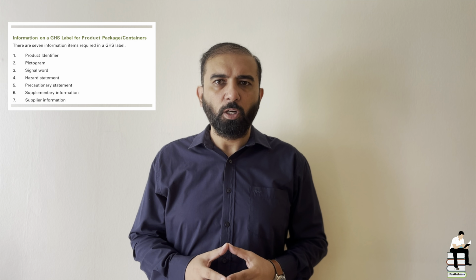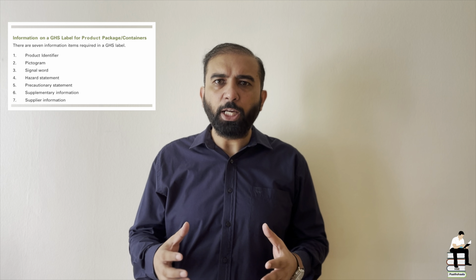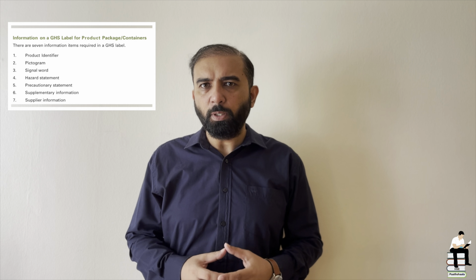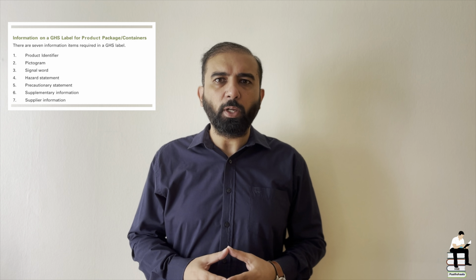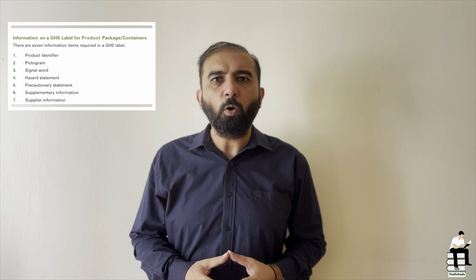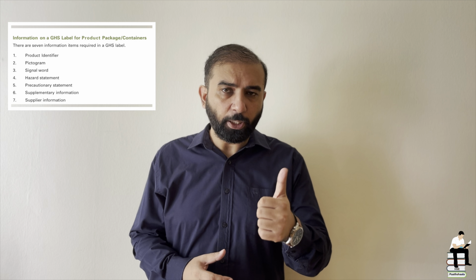All the hazardous chemicals or products should be labeled as per GHS. This labeling includes 7 pieces of information. First, product identifier, which means the name of the product as per IUPAC or CAS number. Second, pictogram. There are 9 different pictograms based on the classification of hazards. If you remember the flammable, oxidizer, that pictogram.